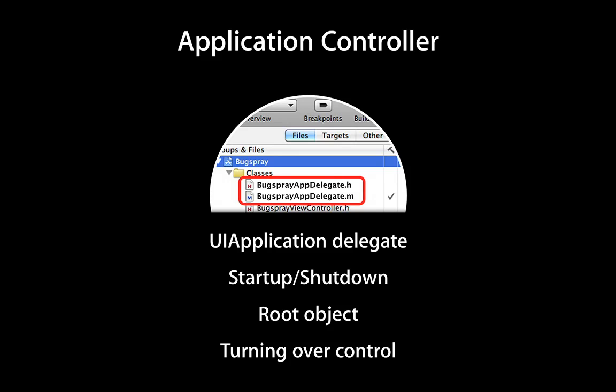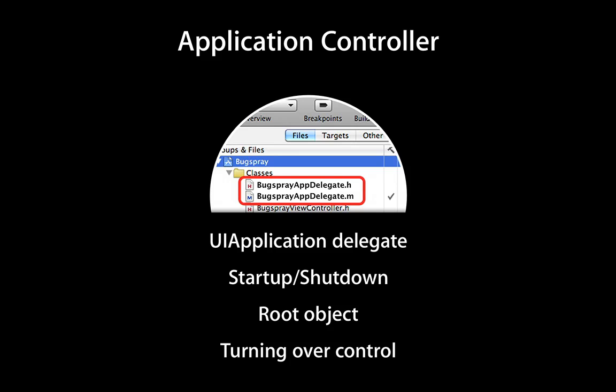You might also think about the app controller as the root object in your entire object graph. If you were to follow the parent link starting from any object in your system, who's the parent, who's the parent, who's the parent, most likely you're going to get back to the application controller as the root object in your system. And so its job is to basically get things kicked off and to turn over control to the appropriate controller.